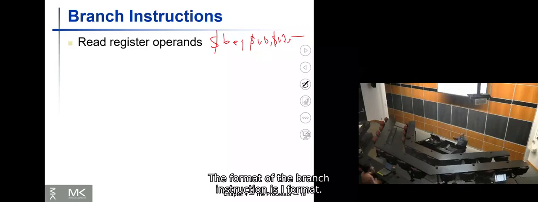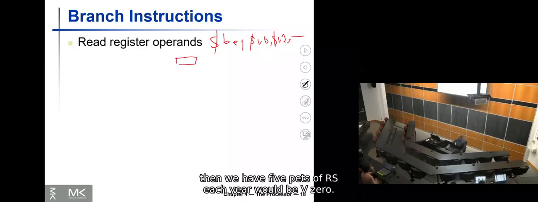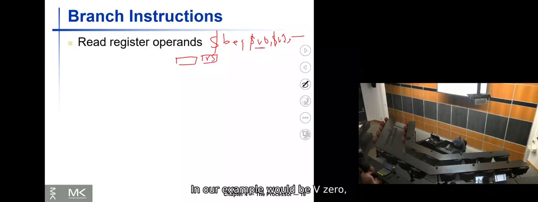The format of the branch instruction is I format. So again, this would be something like that. We have 6 bits of opcode for branch. Then we have 5 bits of RS, which in our example would be V0.